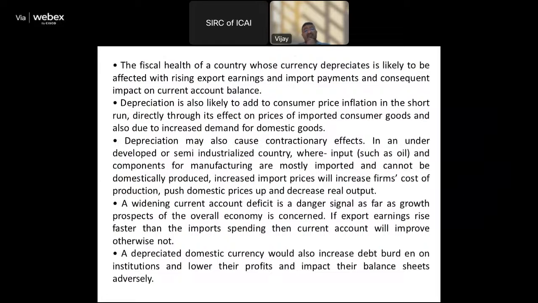But in case of depreciation, that is, the dollar rate increases. That is what I said, that, wait.